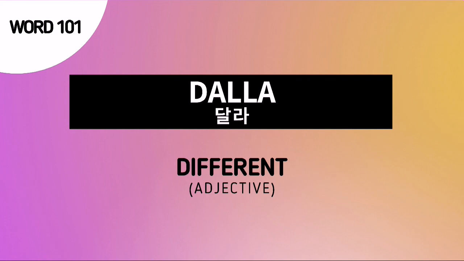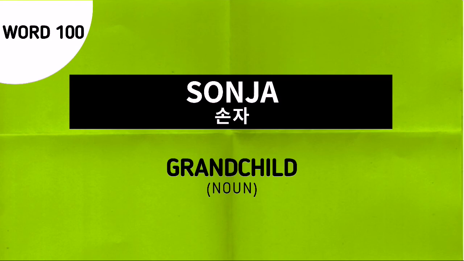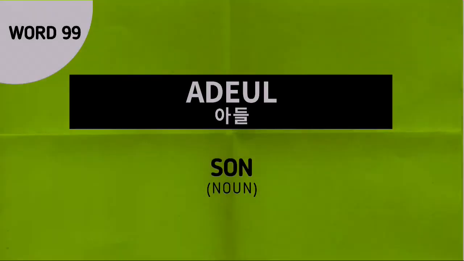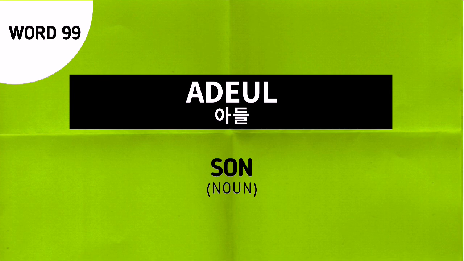Word number 101 is tala. This is an adjective which means different. Word number 100 is soncha, and this is the Korean noun for grandchild. Word number 99 is adult, and this is the Korean noun for son.